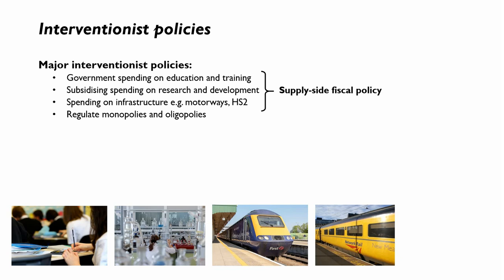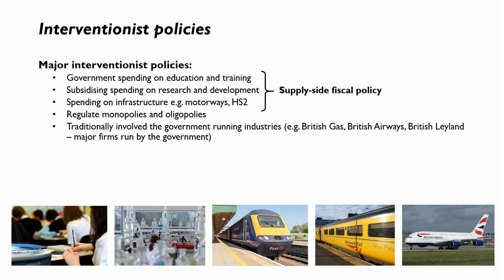But government interventionist policies also involve market regulation, regulating monopolies and oligopolies, firms with lots of market power, which we'll meet in upper sixth microeconomics, in order to make sure that they're performing in an optimal way. It's traditionally involved the government directly running industries. So companies like British Gas, British Airways, or the old British Leyland were all firms that were run directly by the government. It's known as nationalised industries.